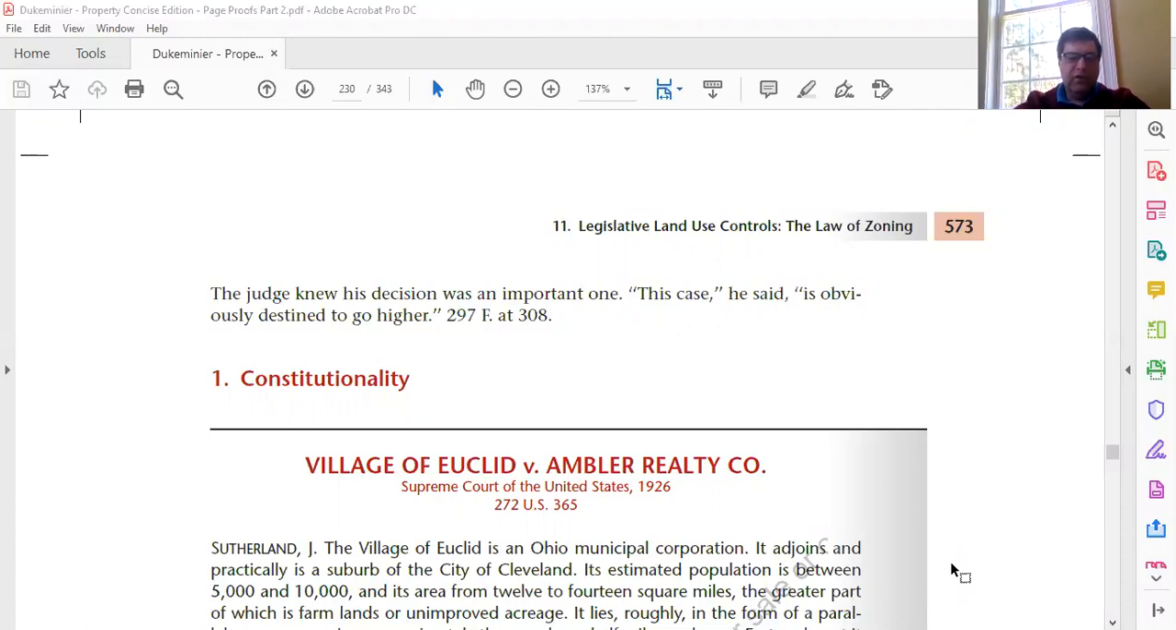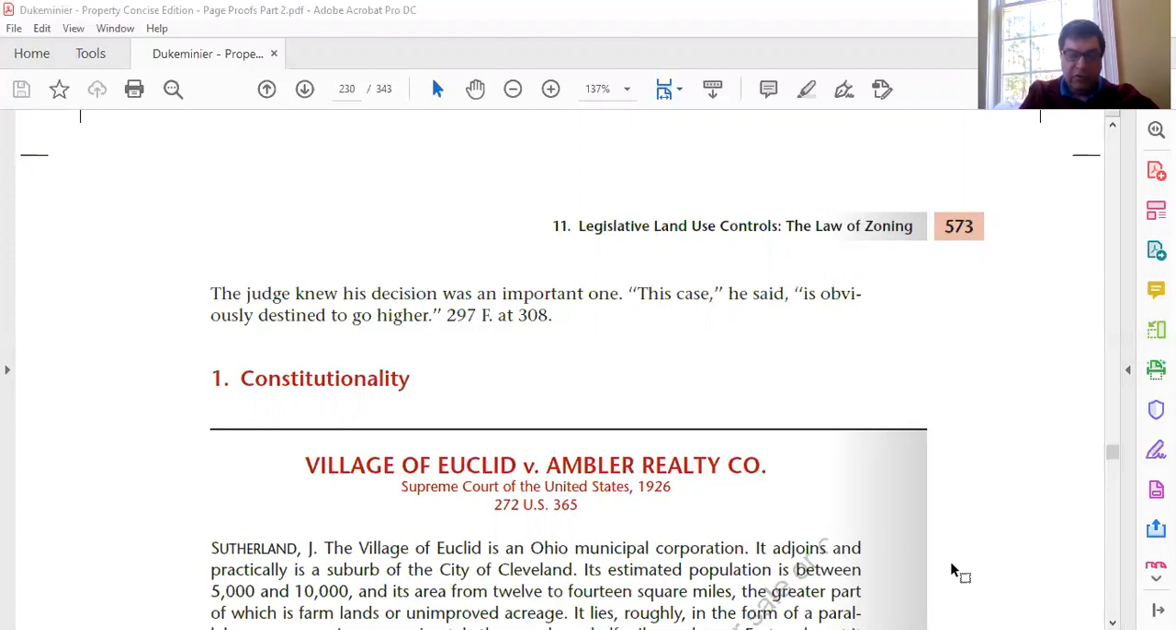The Village of Euclid, which I think was a suburb of Cleveland, maybe, had adopted a zoning ordinance that classified all the land within the village and subjected it to three different kinds of restrictions. So there were use restrictions telling what kinds of activities or uses could take place on particular portions of the property within the village. There were height restrictions restricting the height of buildings, and then area restrictions that were setting minimum lot sizes.